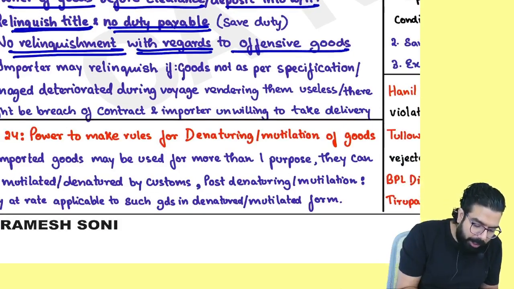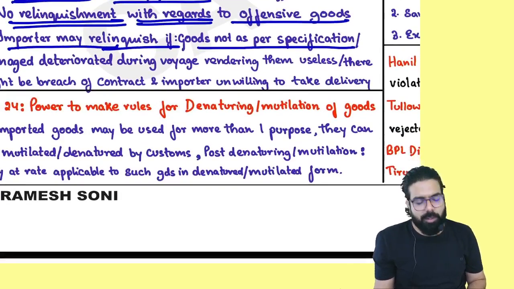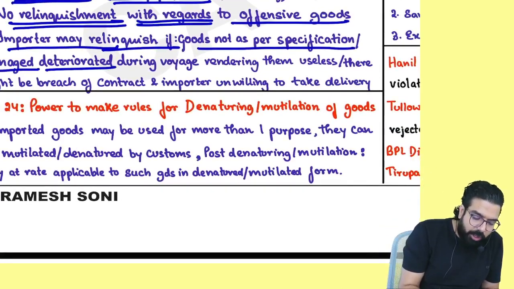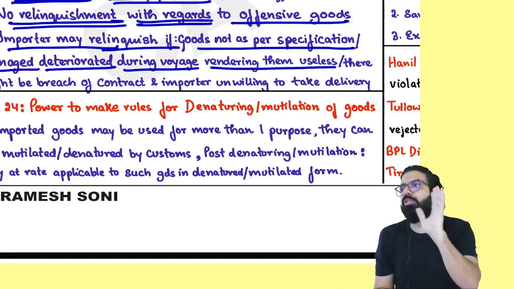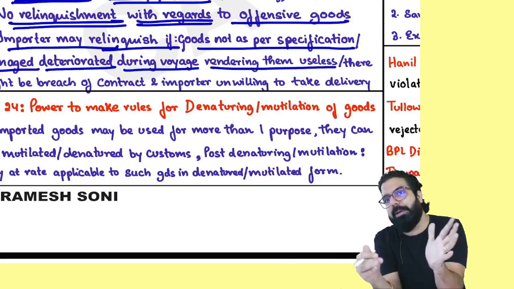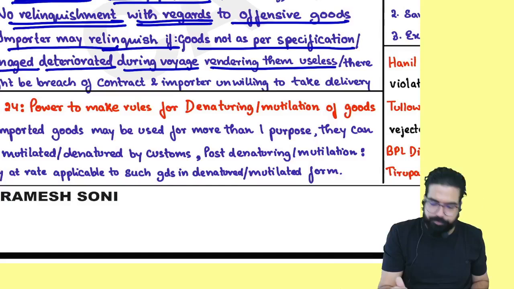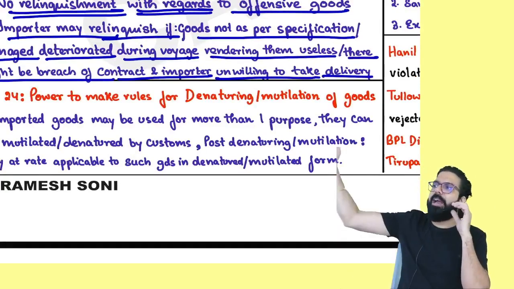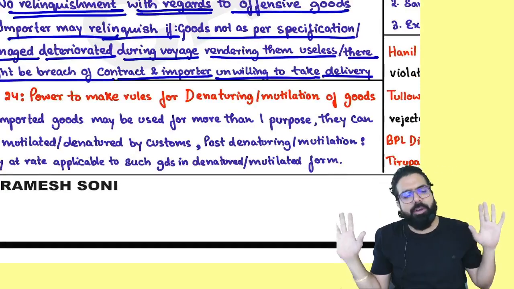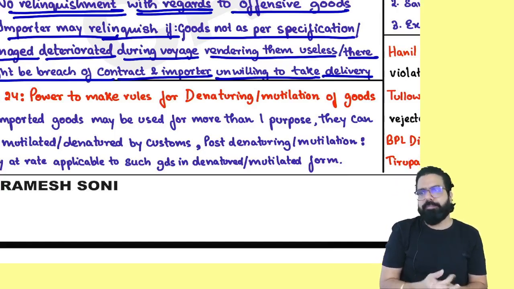It says the importer may relinquish if goods are not as per specification: damaged, deteriorated during voyage, rendering them useless. The goods are useless for you. Means the goods became damaged and you're telling, sir, these are useless goods for me. Leave it. They will leave the duty. Or there is a breach of contract and the importer is unwilling to take the delivery. Might be the supplier did some breach of contract and you're telling, I don't want the delivery of the goods. The department will say, we don't want the duty.